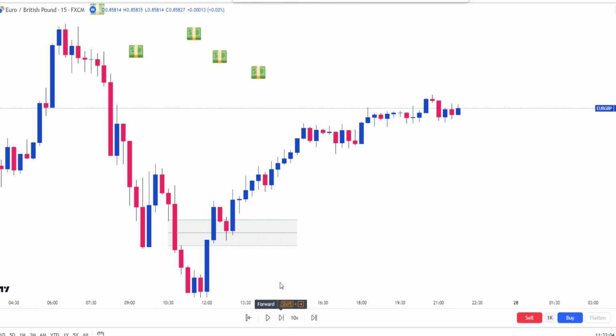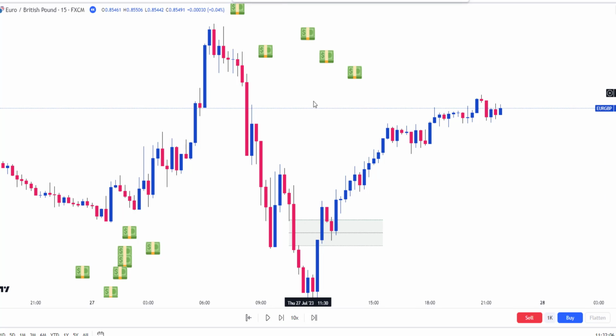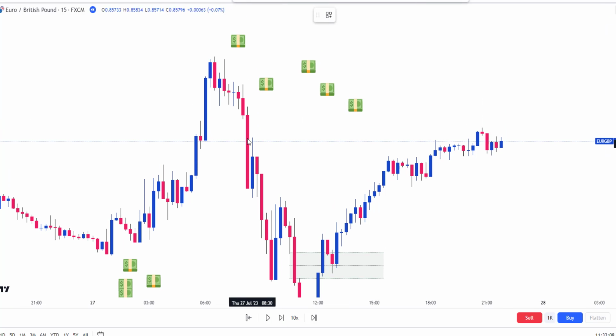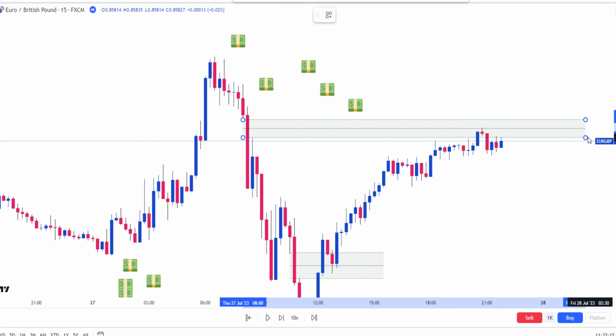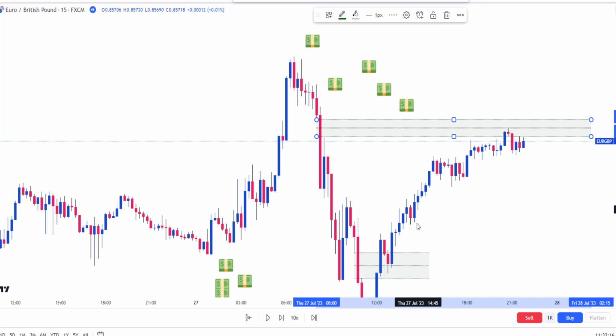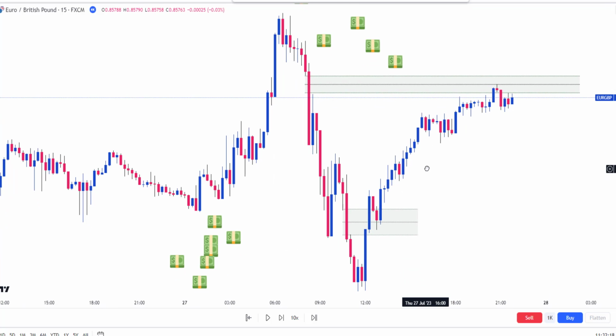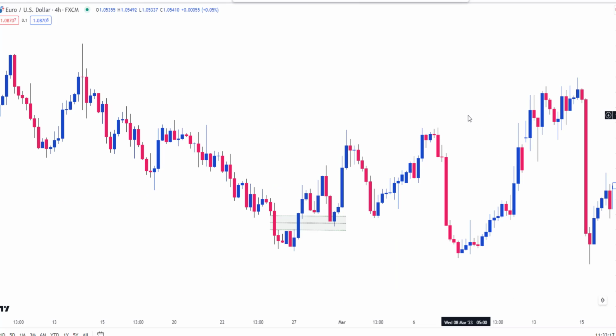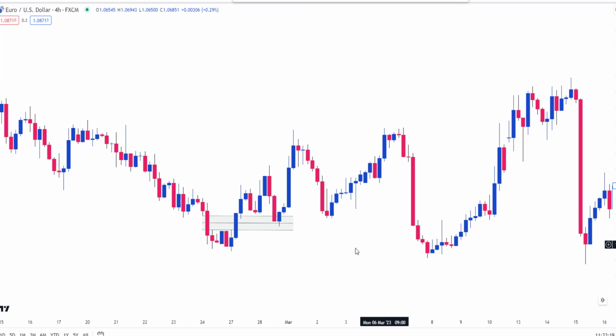So that is an inversion fair value gap. It actually targeted the opposing liquidity. This is it. Right here you can see it reached out for this opposing fair value gap. It is called inversion fair value gap. Let me show you more examples. Here is another example of an inversion fair value gap.